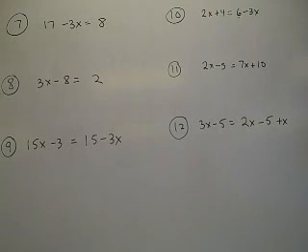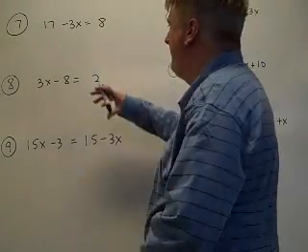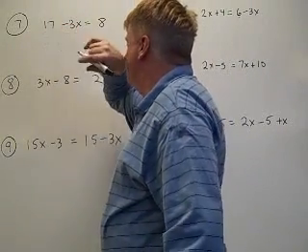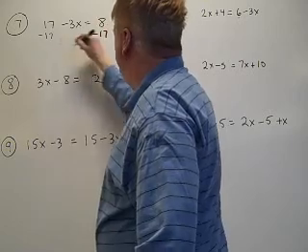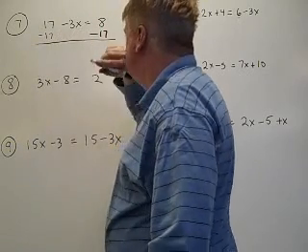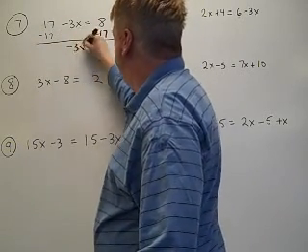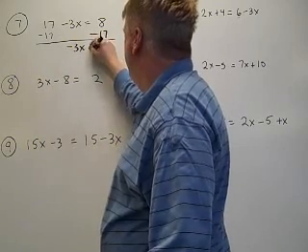Problem 17. We want to get 17, the odd number out here, over to the other side. We subtract 17 from both sides. We are left with negative 3x on the left-hand side.